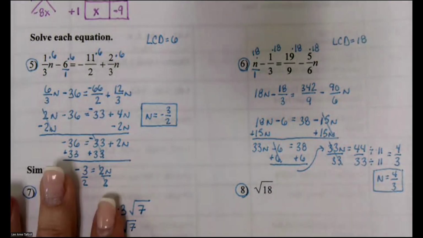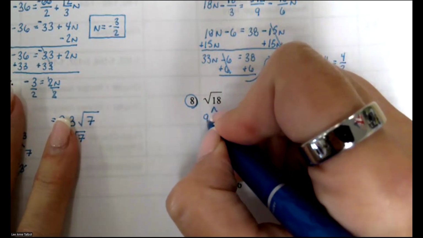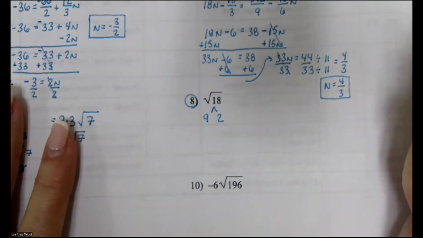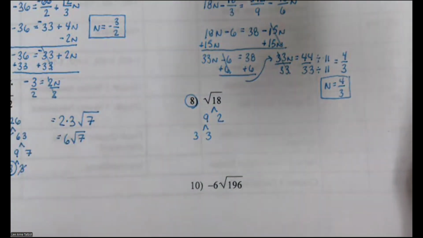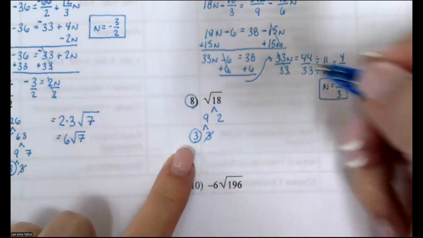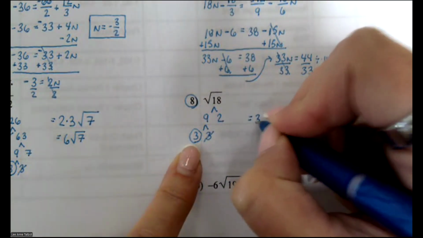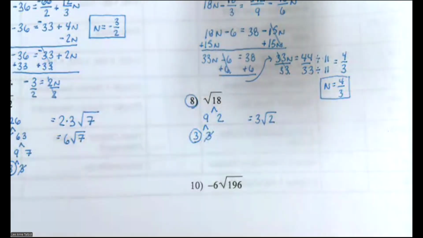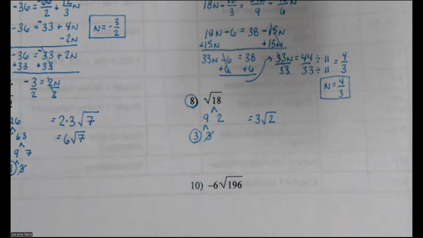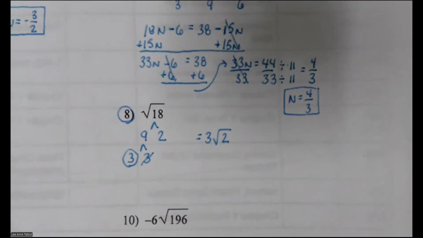Okay. Square root of 18. 18 is 9 times 2. And 9 is 3 times 3. Pair of threes, so I circle one and cancel the other. The circled 3 comes outside, and the leftover 2 stays inside. You guys have any questions about number 6 or 8 before we move on?